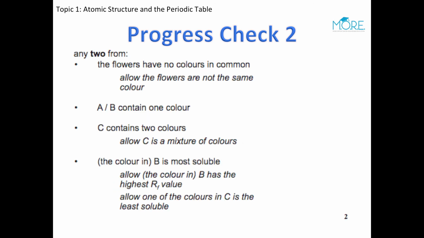Any 2 from the following conclusions. The flowers have no colours in common. A or B contain 1 colour, C contains 2 colours, or B is the most soluble.